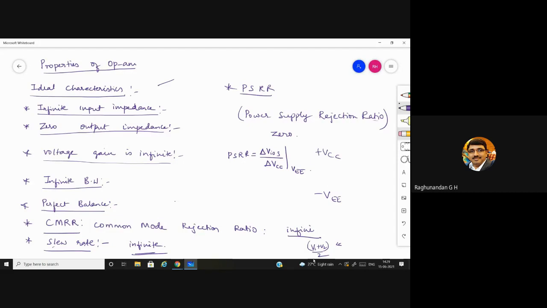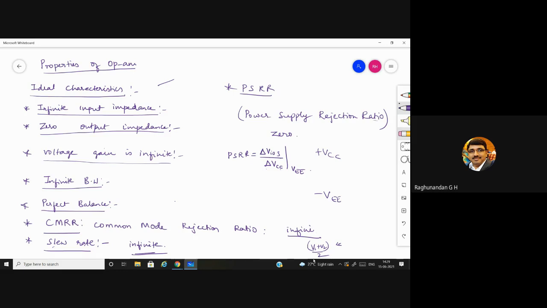Change in input offset voltage occurs with respect to change in VCC. Input offset voltage itself is an unwanted thing. As I told, input offset voltage is the voltage which you are going to get even when you set the input supply to 0. Even then, there is some small amount of leakage voltage or noise which is flowing. That is the input offset voltage.